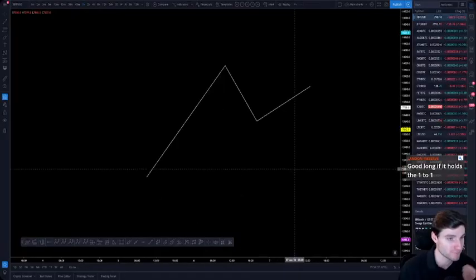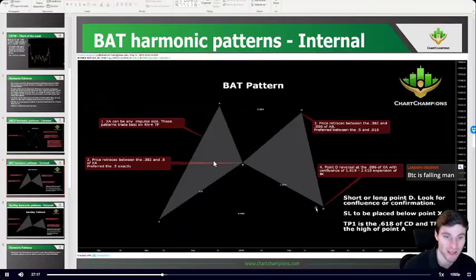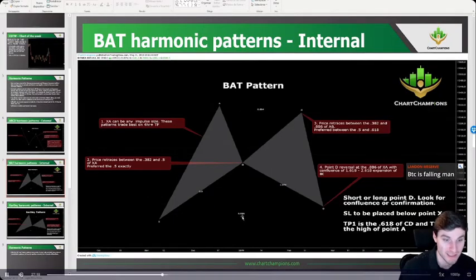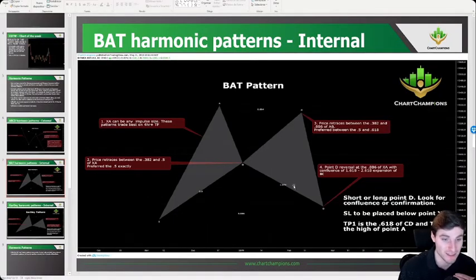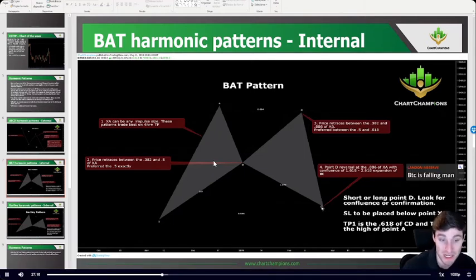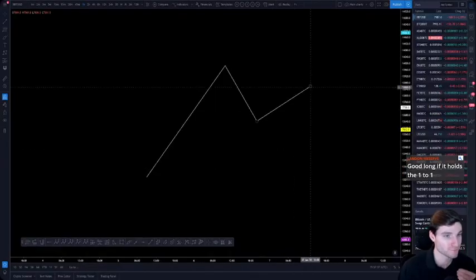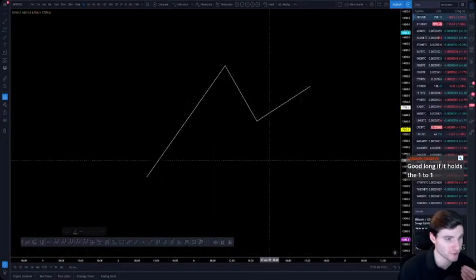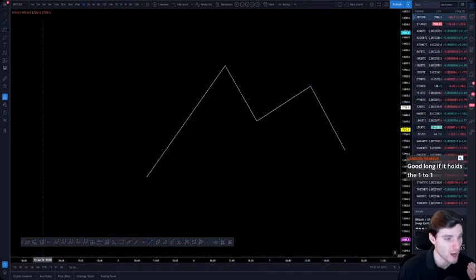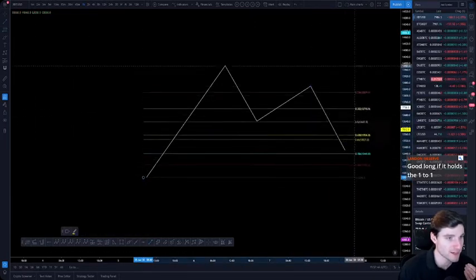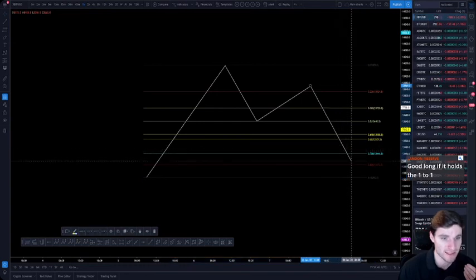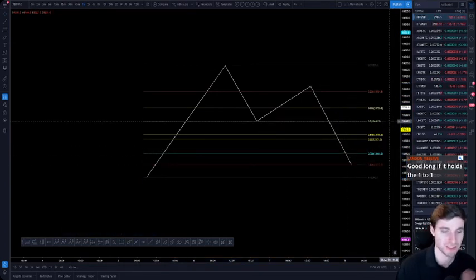So let's load this back up. Let's say we start to come down in price. Where we're looking for the reversal, it's going to be the 886. 886 down here. So very, very nice indeed.